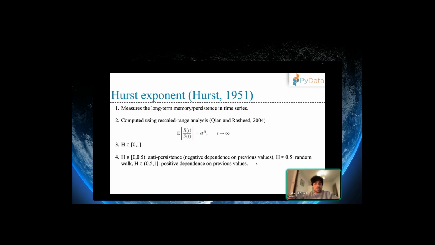It's somehow related to chaos and more complexity. If h is close to 0.5, then it's a random walk, more chaotic behavior. But if it's between 0.5 and 1, that means there's a positive dependence and a more regular time series. So if the trend at time t is increasing, then at time t plus 1 the trend will also be increasing, and vice versa.